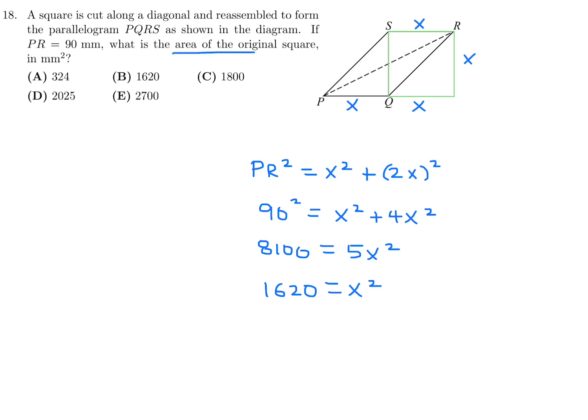And then they want you to figure out the area of the square. Well, the area of the square is x squared. That's it. I already got it. So I really don't need to figure out the square root. Number 18, therefore, 1620 is B.